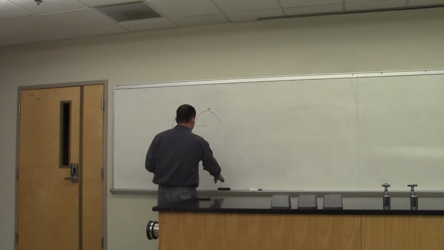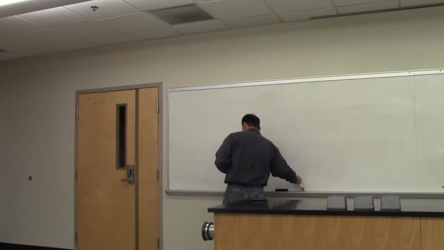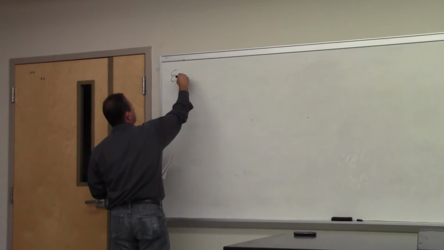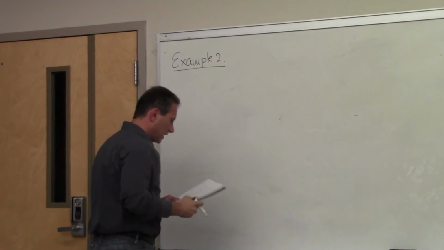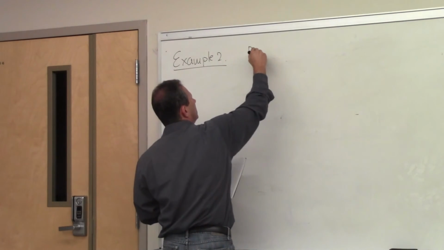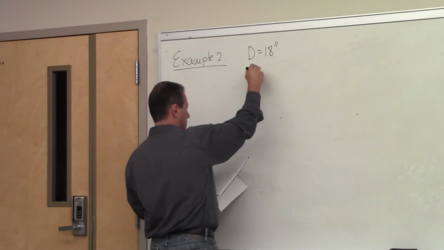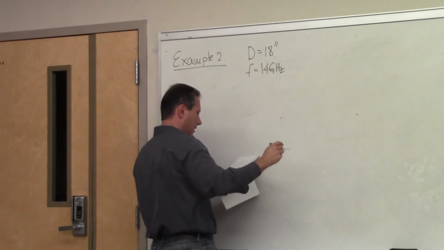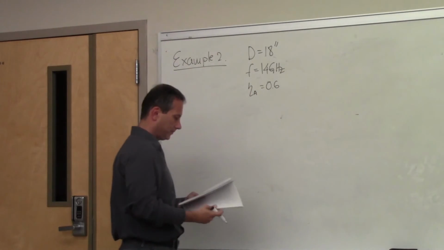So it says here, this is example 2 in notes. It says, estimate gain of a circular dish having a diameter of 18 inches at frequency f equal to 14 gigahertz. And assume that the efficiency is 0.6.